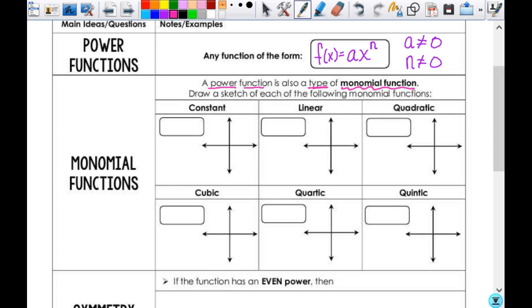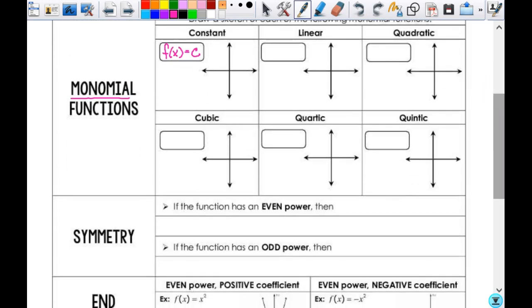So we're going to draw a sketch of each. So notice that we're talking about power functions here. This is just the monomial functions. So not all of these are necessarily power functions, but a power function is a type of what we're about to graph here. So a constant function is not a power function because it doesn't have a power or a variable, but we would just say f of x equals c. And would that be a horizontal or vertical line? Horizontal, because if it was vertical, would it be a function? No. Okay, so it would just look something like this.